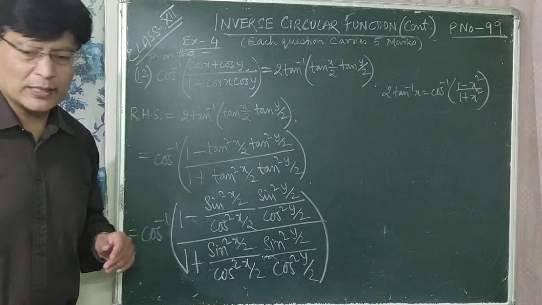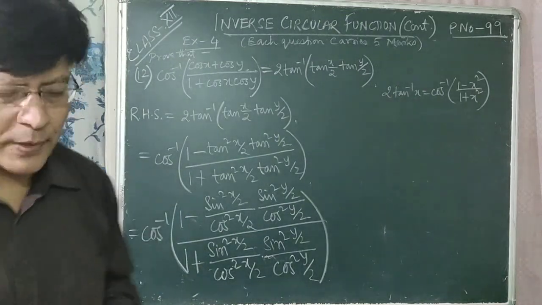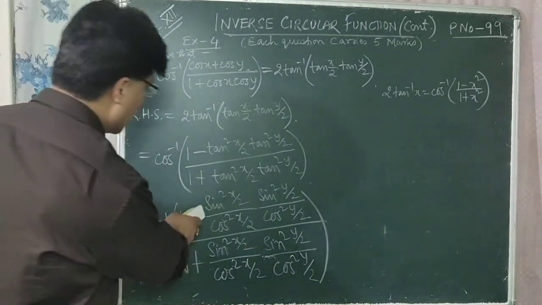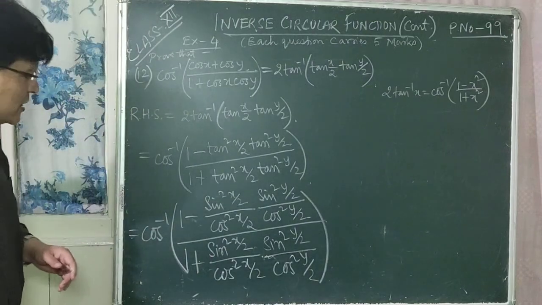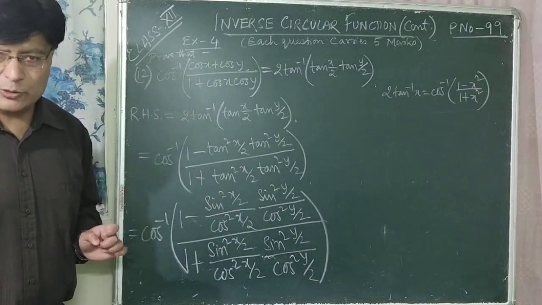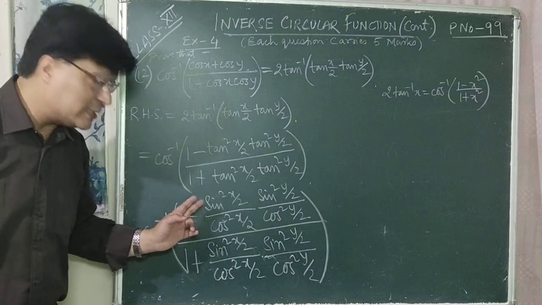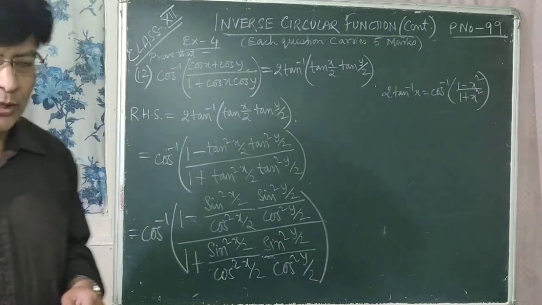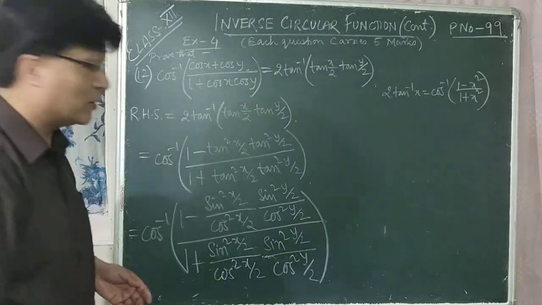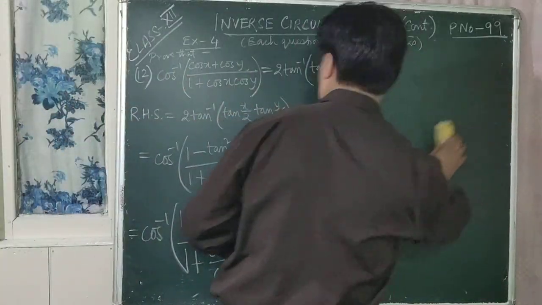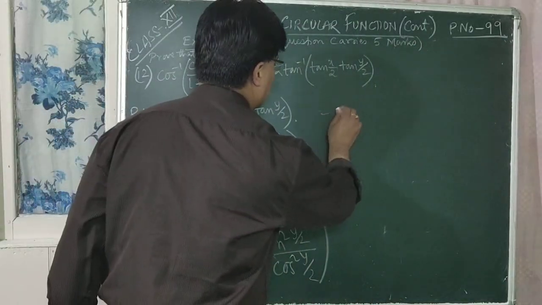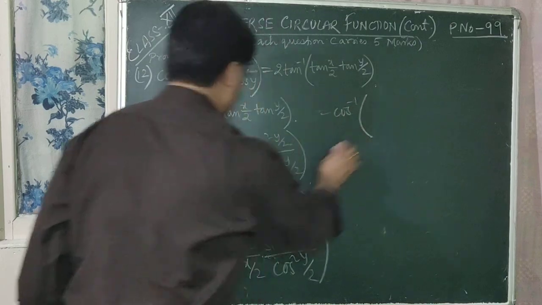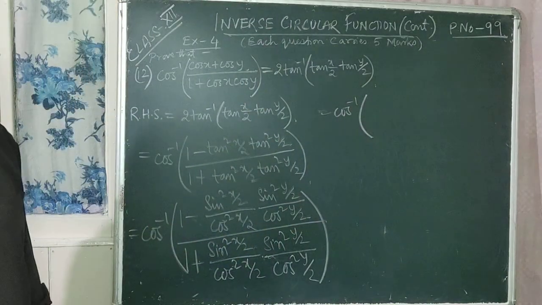So now what will you do in the next step? You can take the LCM. You can take the LCM in both the numerator as well as in the denominator. What's the LCM? It is cos square x by 2 into cos square y by 2 is the LCM. And this LCM in both the numerator and the denominator will be cancelled, so that you can simplify it.